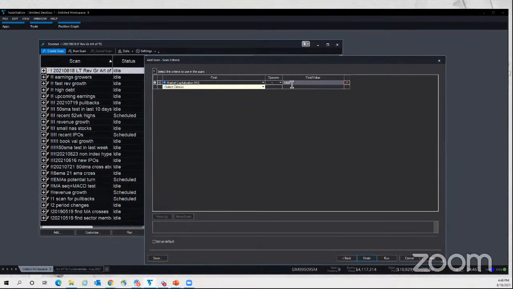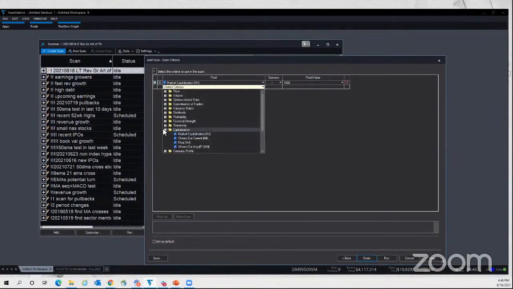Okay, and next I'm going to go to profitability. So next criteria, this is in millions, so that means it's going to find market caps of at least $1 billion. Obviously you can change it. This is just going to bring up a whole bunch of results. I want to be able to show this to you.